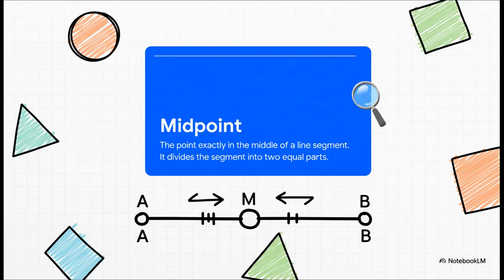The name tells you exactly what it is. Mid means middle, so the midpoint is the point that's exactly in the middle. It cuts a line segment into two perfectly equal pieces. Imagine you have a Kit Kat bar and you want to share it with your friend. You break it right in the middle so you both get the same size piece. The midpoint is just like that break. If M is the midpoint of a line segment AB, it means the length of part AM is exactly the same as the length of part MB.